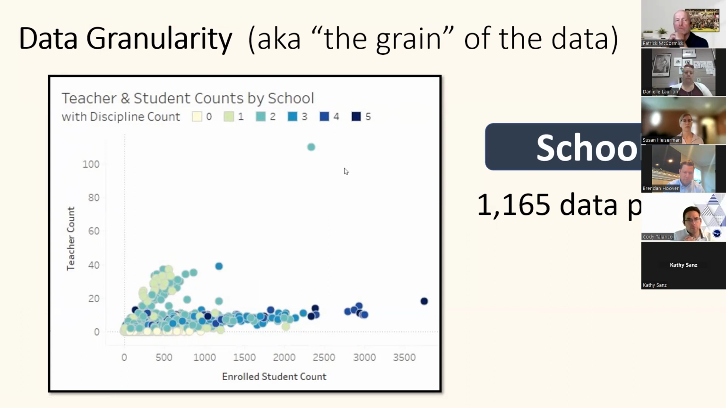So you might want to notice, where are these schools that have the most number of disciplines? And yeah, there's some buried under here, but it's looking like they're generally out here towards this end, where the more students you have, the more disciplines are offered, which makes sense. And that's an interesting finding that we wouldn't have been able to see with that more aggregated data.